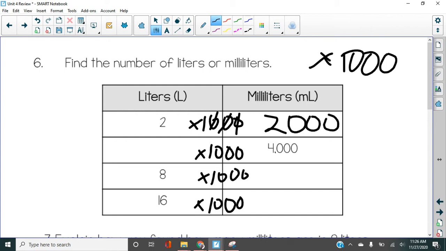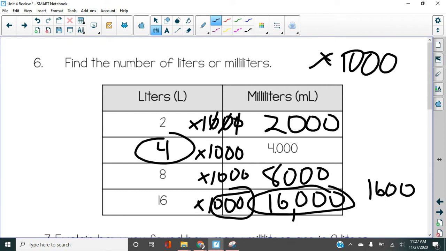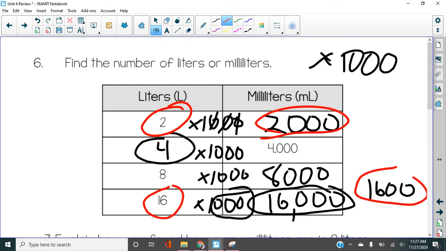Okay. How much would go in this spot right there? 4 liters. 8,000 here. And what about this spot? Careful, not 1,600. If you have 3 zeros here, so 3 zeros, 16,000. You can't have 1,600 because we just said earlier that in 2 liters there were 2,000. So in 16 liters there can't be less than that. This number has to be more.